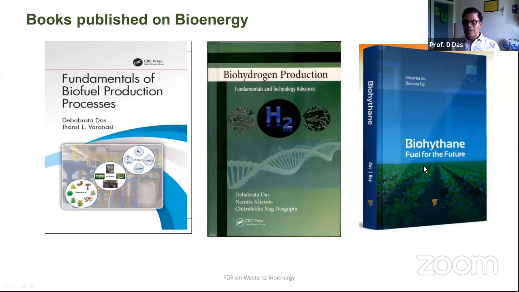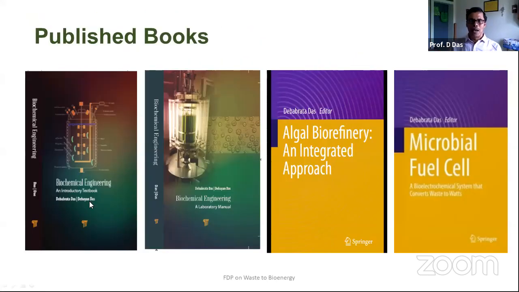And Biohydrogen, this is the hydrogen followed by methane. And this is the first book in the world that we published. And this published by Jenny Stanford publishers. And other book we published like Biochemical Engineering, introductory textbook. This is really good for all the students who are doing the biotechnology or chemical engineering or biochemical engineering. Even biochemistry students, they also understand that.